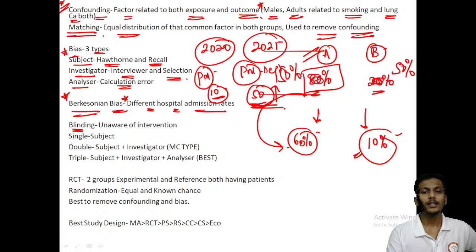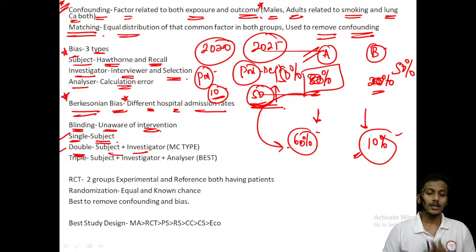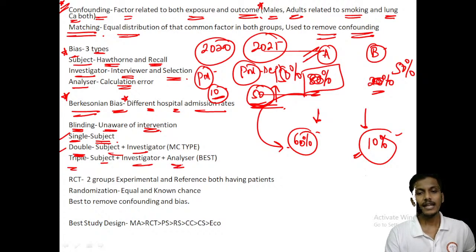Next one is your blinding. So blinding means what? The subject or the interviewer, or finally the analyzer, all of them are unaware of the intervention which is performed. Okay, so what happens in single blinding? The subject is unaware of the intervention. Only the subject is unaware of the intervention. That is known as your single blinding. In double blinding, the subject as well as the investigator, both of them are unaware of the intervention. In triple blinding, subject, investigator as well as the analyzer are unaware of the intervention which is performed.